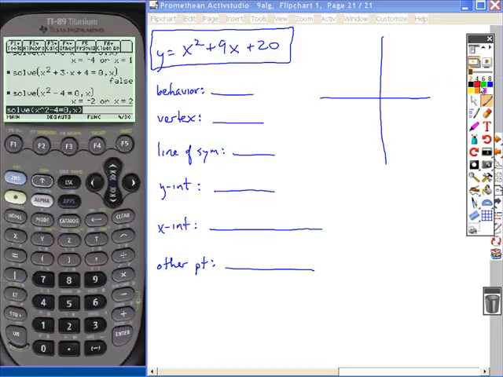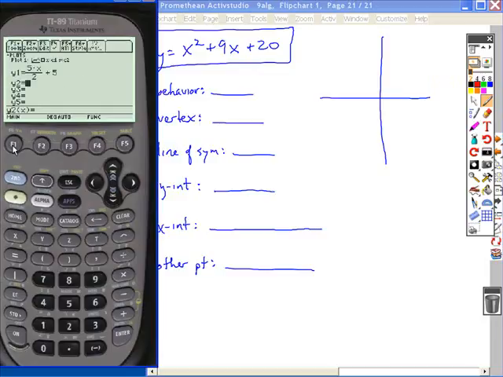Easiest thing to do is to enter this in your calculator and look at the graph. So we go to the y editor, enter our equation. So we get x squared plus 9x plus 20, enter. And now we can look at our graph. Again, we may need to adjust the graph a little bit.